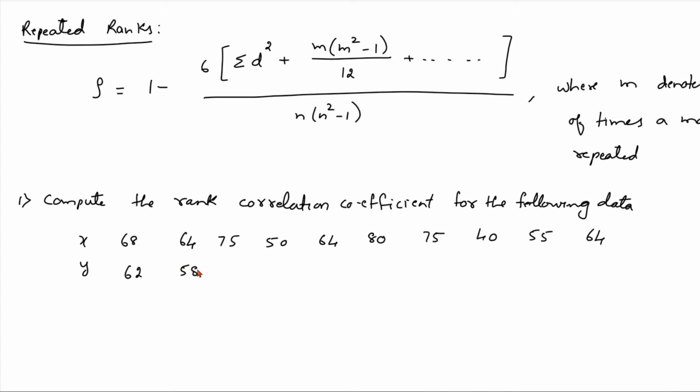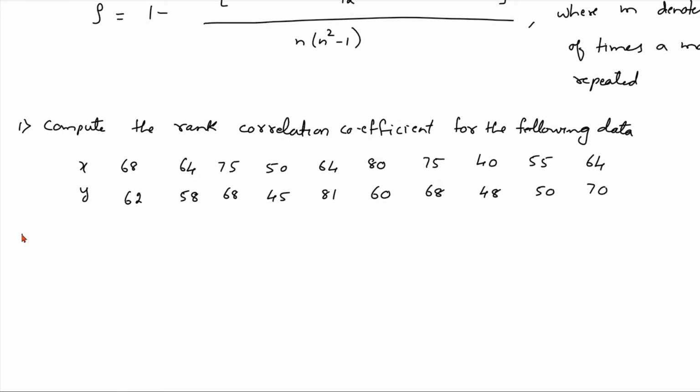58, 68, 45, 81, 60, 68, 48, 50, and 70. So the solution is, we'll take the values of x and the values of y and just write down all the values.